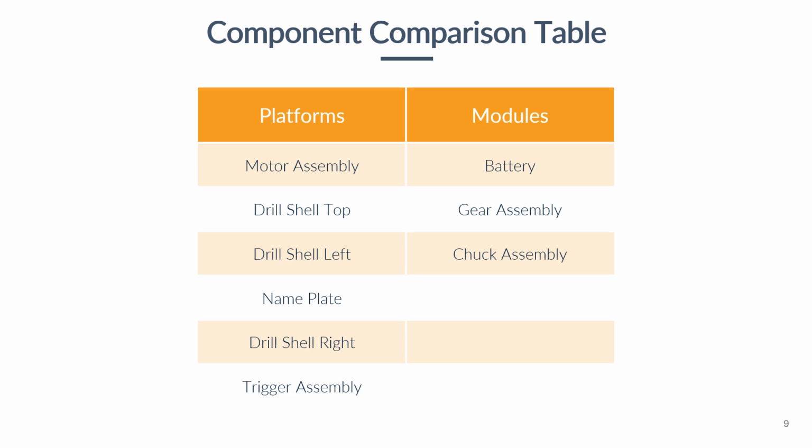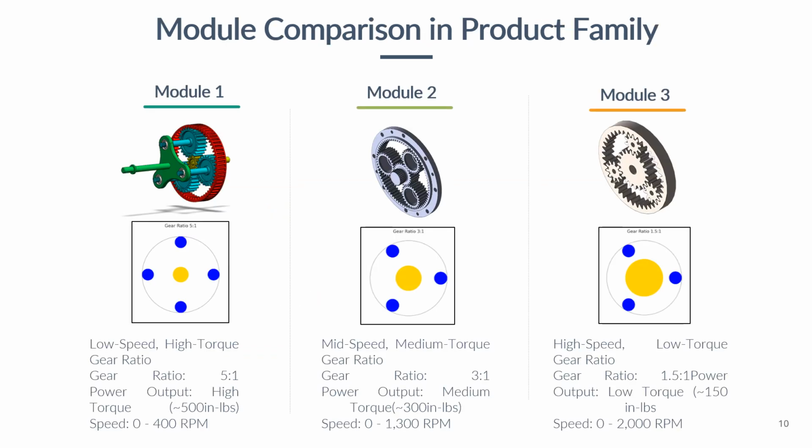Combined with a component comparison table, we identified the battery, gear assembly, and chuck assembly as areas to derive product variety. Design alterations were explored for the modules.